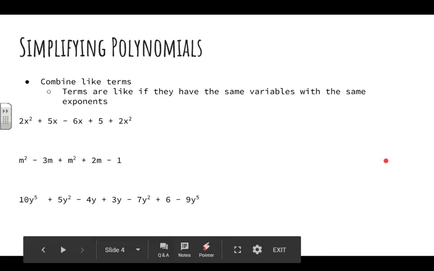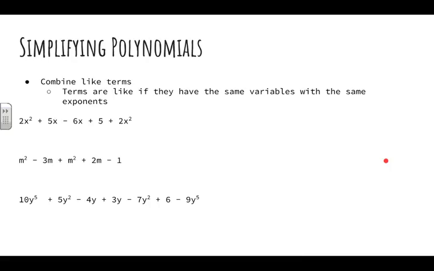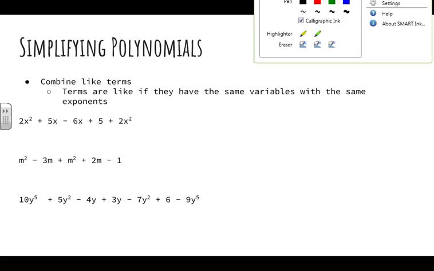All right, so let's look at how to simplify them. It's really pretty easy. We combine our like terms. Terms are like if they have the same variables with the same exponents. So that's all we really got to do, just combine our like terms. So here's a few examples.